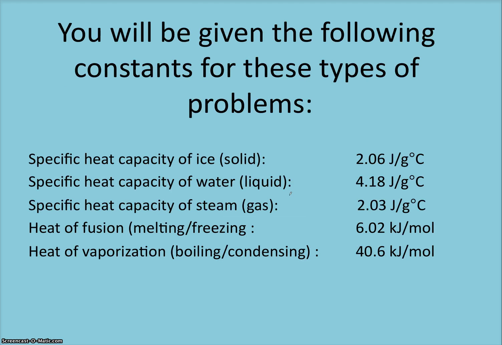So for this problem and all of these types of problems, you're going to be given all sorts of constants. Notice how we have three constants now for the specific heat capacity of water. We have one for the ice, for the liquid, and for steam. In addition, we have two other constants that are in kilojoules per mole. So you're going to take the quantity of water at a phase change and convert it to moles, and then use these constants to calculate the energy requirements.